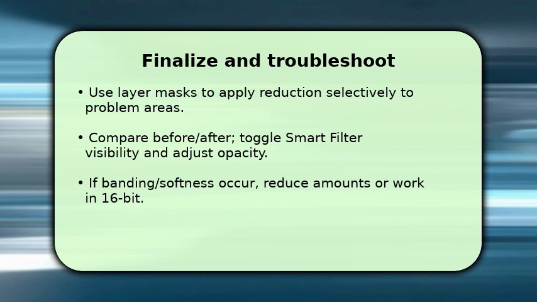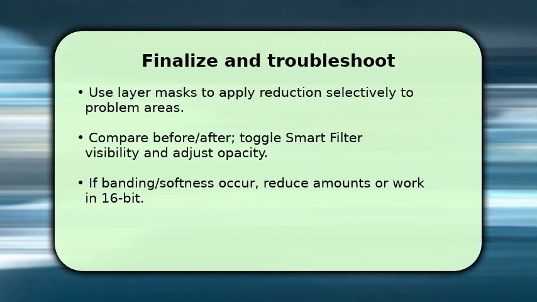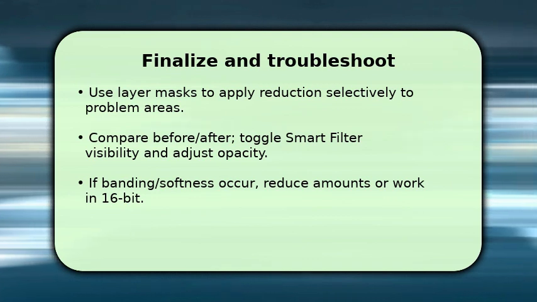If you see banding or over-softening, lower the luminance/color values, add subtle sharpening, or switch to 16-bit editing to preserve tonal gradation. This usually fixes posterization and keeps details natural.